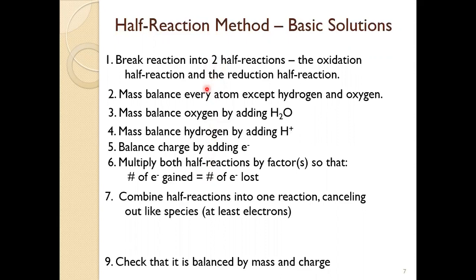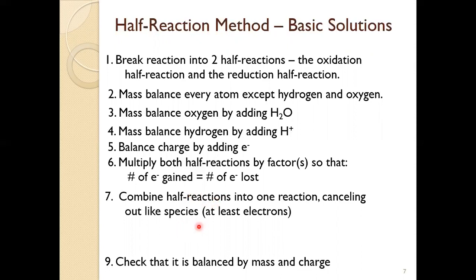Break into 2 half reactions, mass balance everything but hydrogen and oxygen, mass balance oxygen with water, mass balance the hydrogen by adding hydrogen ions. So this is temporary insanity. This is just part of this process. We'll fix this a little bit later. Balance the charge with electrons, make sure the electrons gained equal electrons lost. You can combine the 2 half reactions into 1 reaction. So step 7, even though this reaction is done in a basic solution, we are balancing it as if it's taking place in an acidic solution.